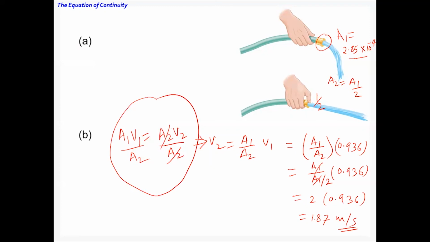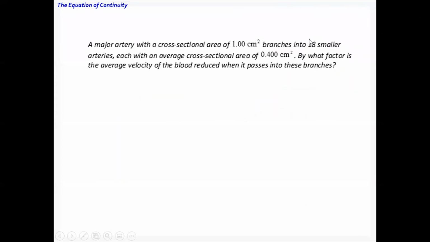Now I have a couple more, then I'm done. We have a major artery with a given cross-section area that branches into 18 smaller arteries. So we have an artery here, and it branches into 18. So there are 18 of them.